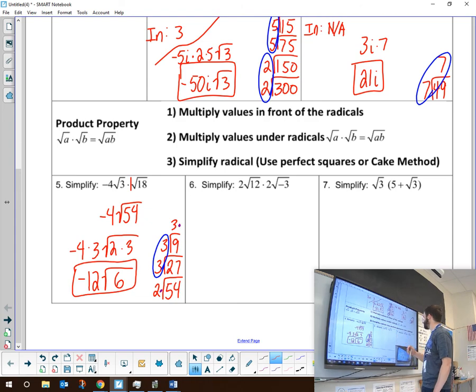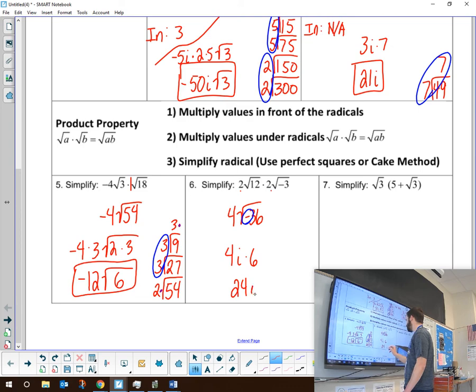So let's move on to number 6. Number 6, we have 2 square roots of 12 times 2 square roots of negative 3. Once again, we're going to multiply our stuff together. 2 times 2 is 4. The square root of 12 times negative 3 is going to be the square root of negative 36. Okay, negative 36 is a perfect square. It equals 6, right? But remember, we have that negative right there, which means we're also going to have an i going to the outside. And so we're going to have 4i times 6. 6 times 4 is 24, so we're going to have 24i.